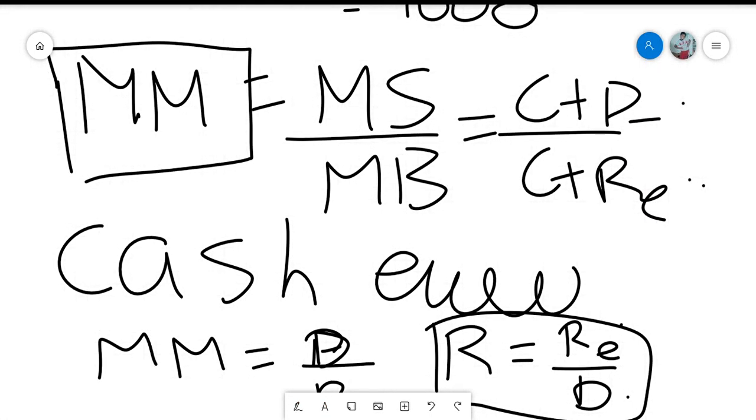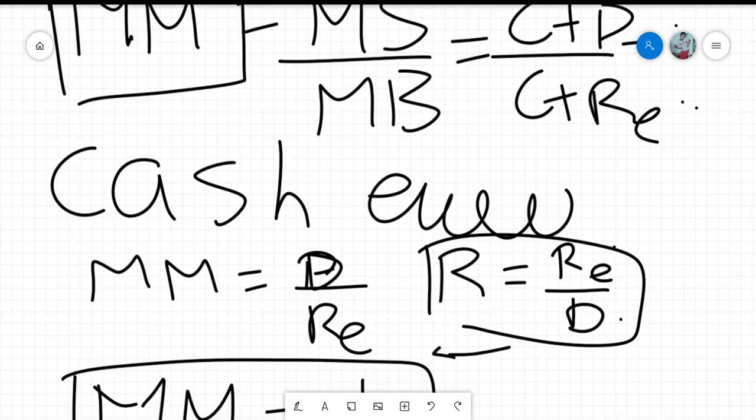Money multiplier is basically how much the money increases. Money increase is the total change in money supply, so that's money supply over monetary base. Monetary base is the original money that was in circulation, which is C plus RE, and that is underneath C plus D.